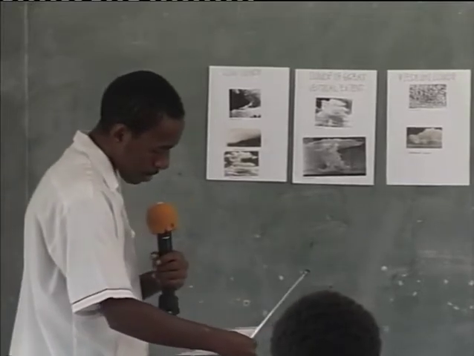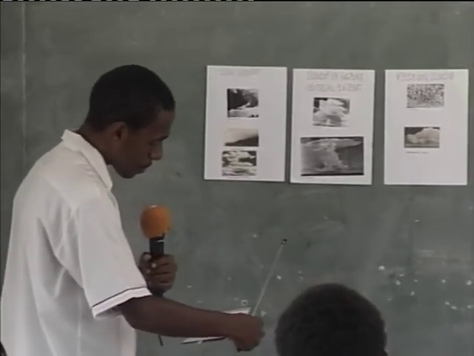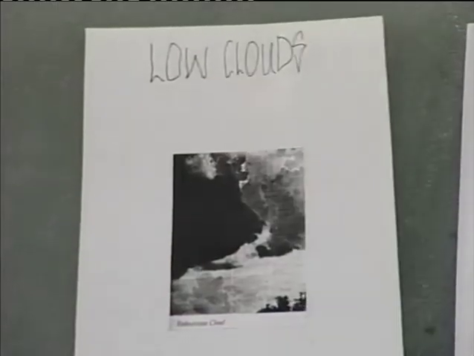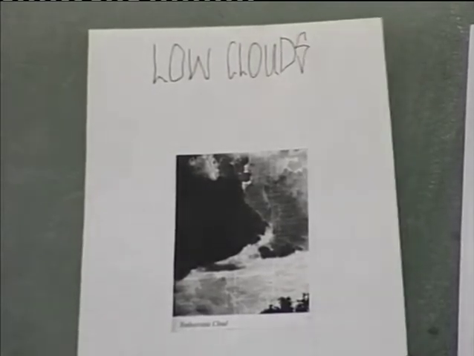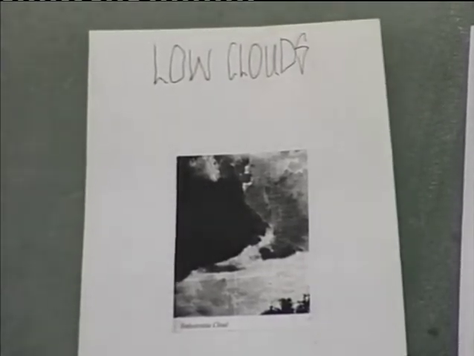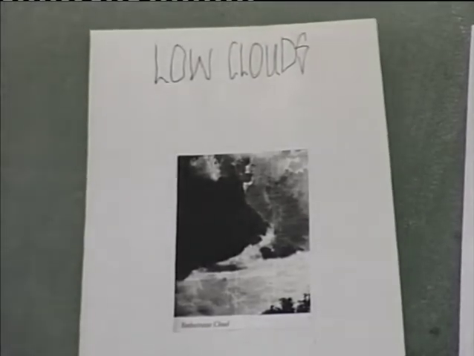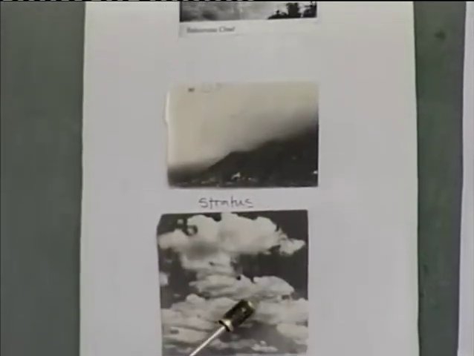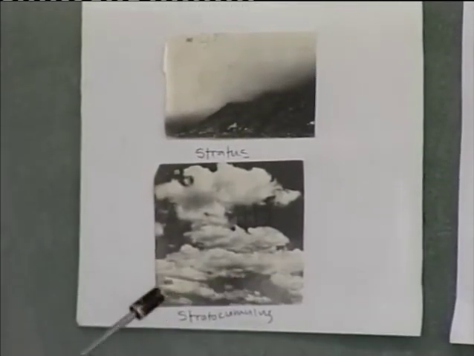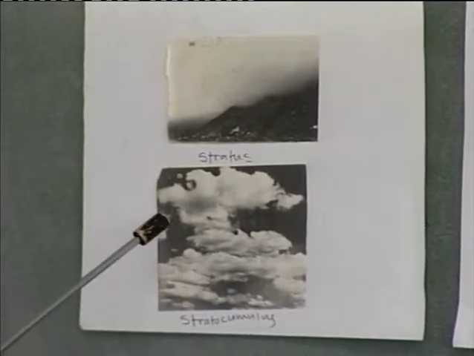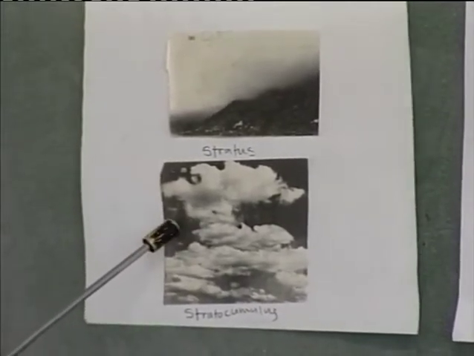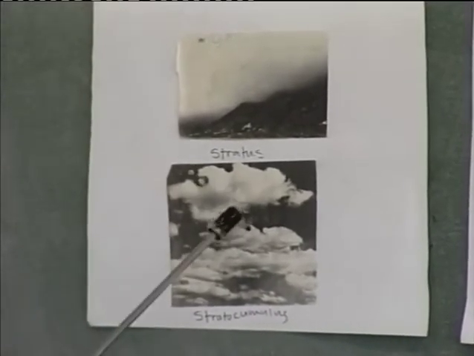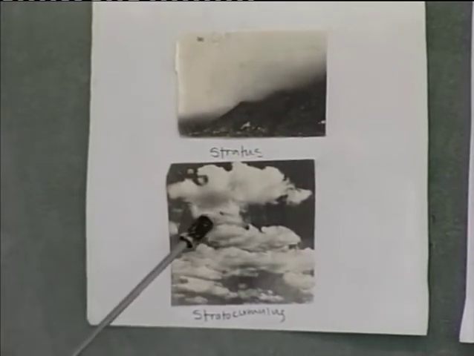Firstly, I'll be talking about the low clouds. The first one we have is a cloud called stratocumulus. It's a low, rolling, bumpy-looking cloud with a pronounced wavy form, and it's usually accompanied by light rain.